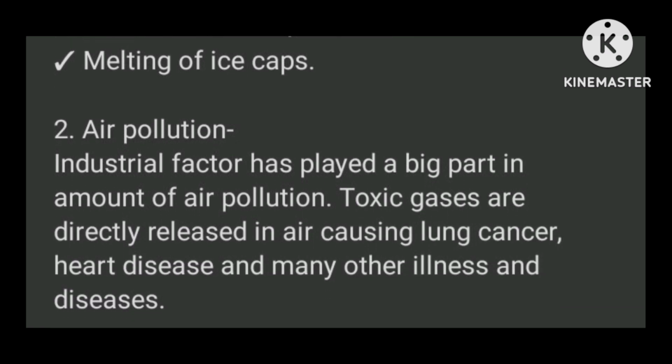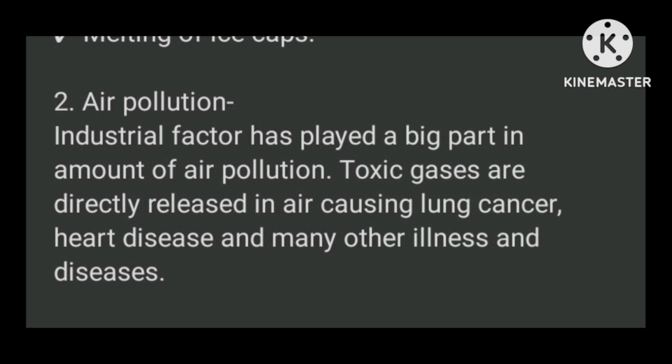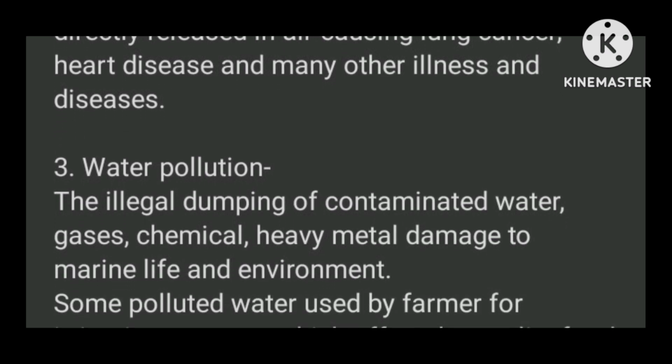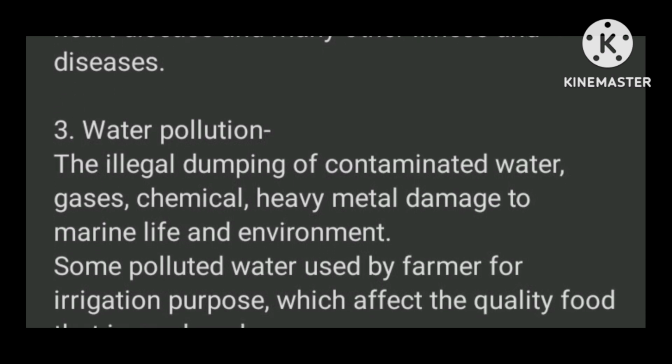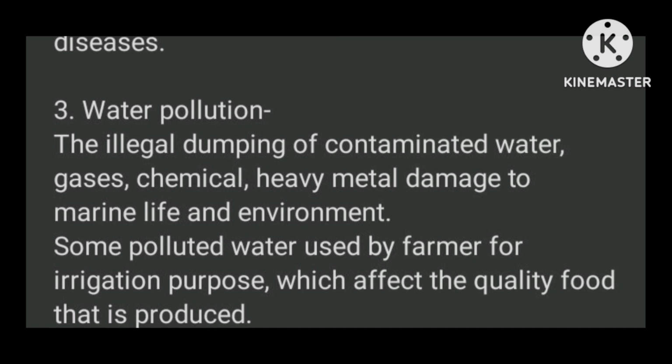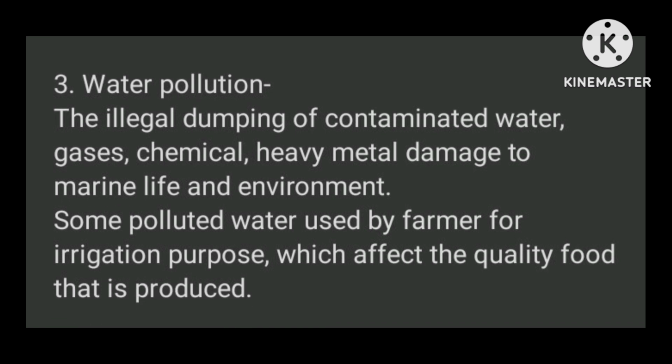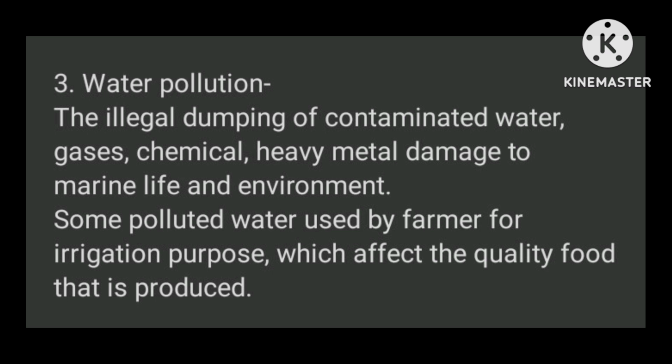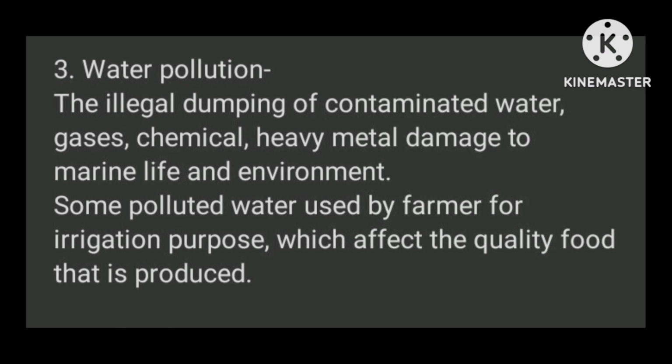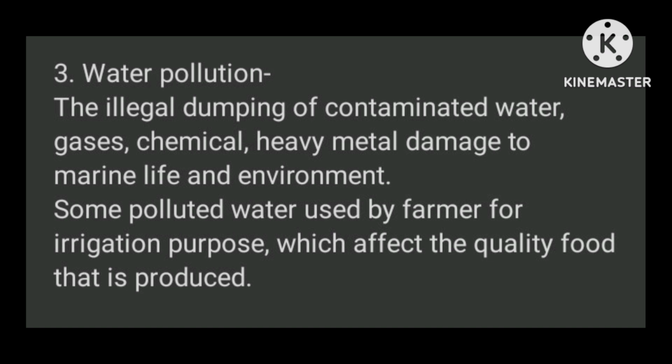Second, air pollution. Industrial factories have played a big part in the amount of air pollution. Toxic gases are directly released into the air causing lung cancer, heart disease and many other illnesses and diseases. Third, water pollution. The illegal dumping of contaminated water, gases, chemicals, and heavy metals damages marine life and the environment. Some polluted water is used by farmers for irrigation purposes, which affects the quality of food that is produced.